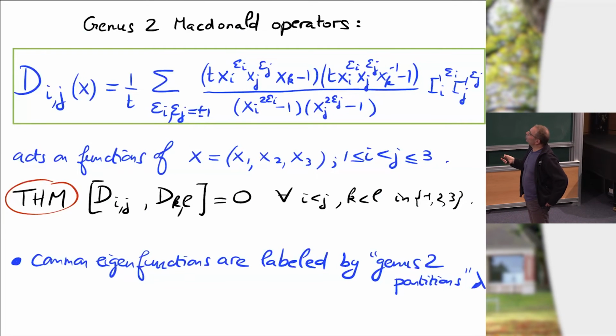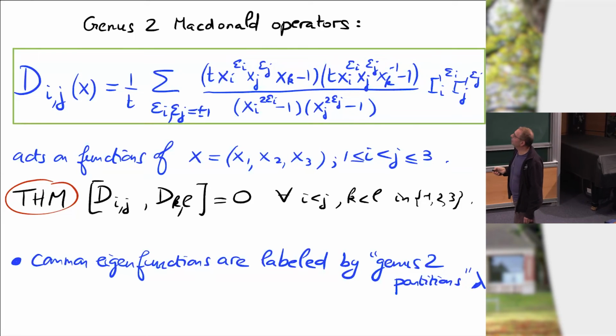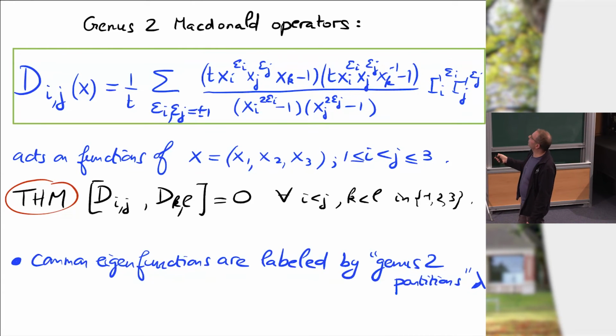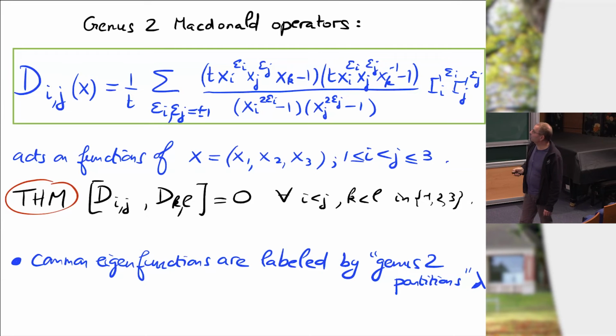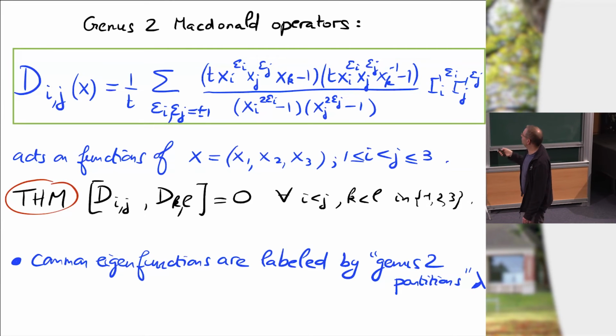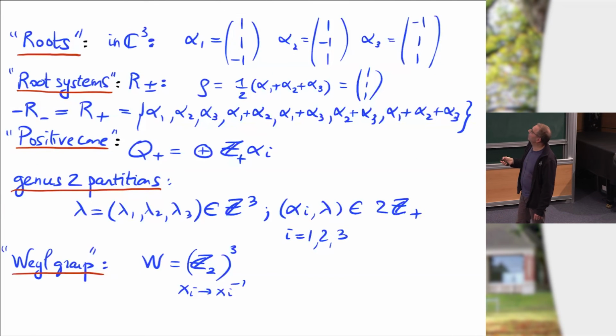All right, so here is what the operator looks like. Now my Weyl group is something like Z2 times Z2 times Z2. It's those signs I'm summing over, and then there's a third sign which is hidden here. And as you notice, my operators are now of second order in a sense because they are products of gammas, not just a single gamma. They act on functions of 3 variables, x1, x2, x3. So these i, j, etc., live between 1 and 3. The theorem is the commutation of those operators. Common eigenfunctions are labeled by genus 2 partitions, which I have to explain on the next slide.